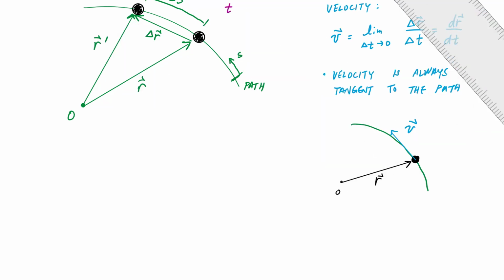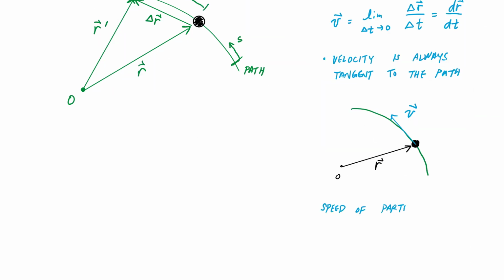All right. The speed of the particle is going to be defined as the magnitude of the velocity. And we'll typically denote that with just the v without the vector symbol above it. And this would be v right here, and it would be equal to the change in the position of the path with respect to time, ds/dt here.